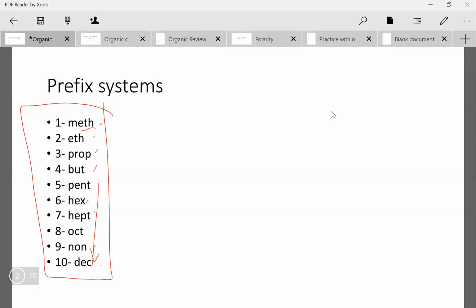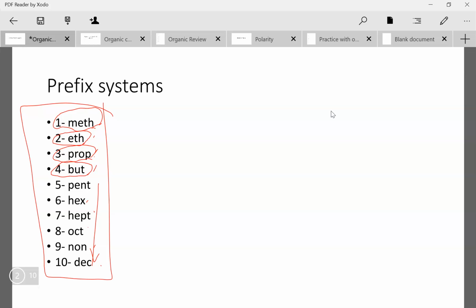1 being meth, from the methyl, that means there's 1 carbon. 2, eth, meaning 2 carbons. 3 is prop, and 4 is but. Again, you don't have to memorize these, you just have to write them down on a piece of paper so that you can have them.